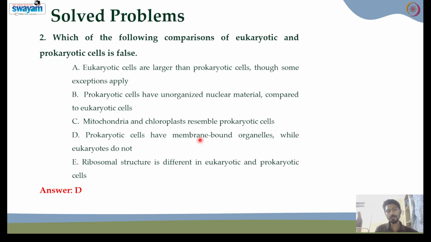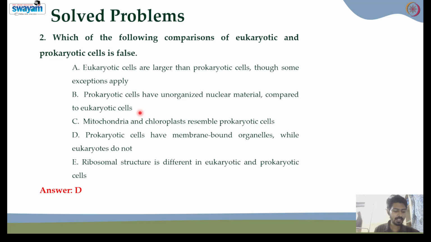In the case of option A, eukaryotic cells are larger than prokaryotic cells. Yes, it is correct, because eukaryotic cells have a diameter of 10 to 100 micrometers, whereas prokaryotics are very small. They have only 0.1 to 5 microns in diameter. So the first statement is correct, where eukaryotics are larger, that is 10 to 100 micrometers. And prokaryotic cells have unorganized nuclear materials compared to eukaryotic cells. Yes, it has.